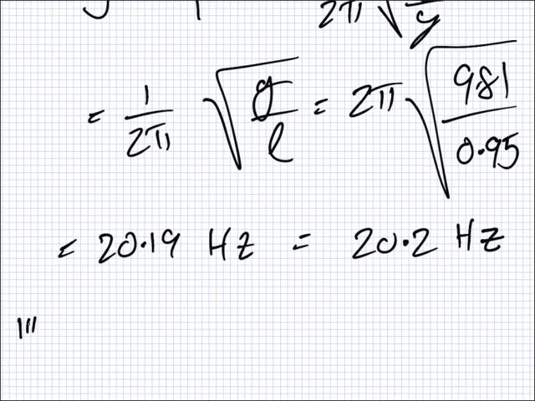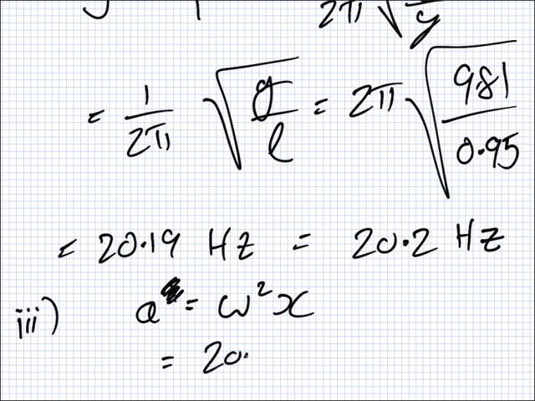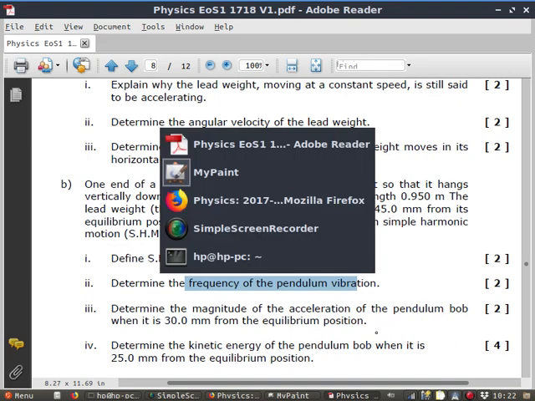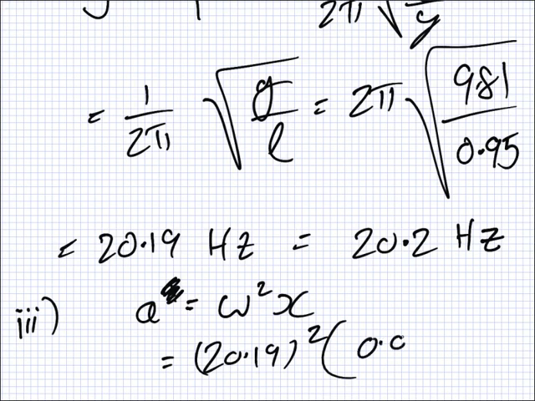So, which acceleration formula is that? That is a squared. Now, it's magnitude, so we don't care about the sign. Omega squared x, isn't it? No, sorry. It's a is omega squared x. So that will be 20.19 squared times 30 millimeters, which is 3 centimeters.